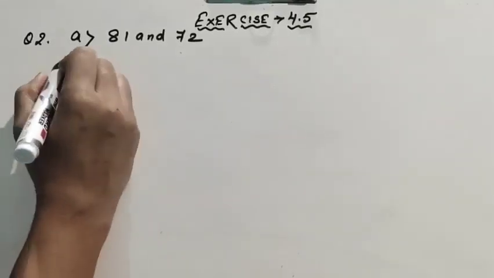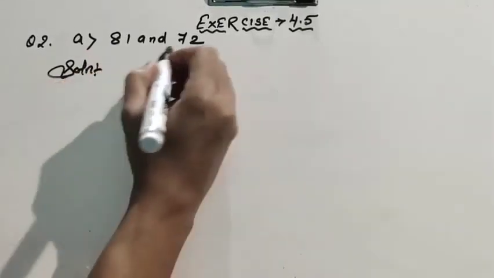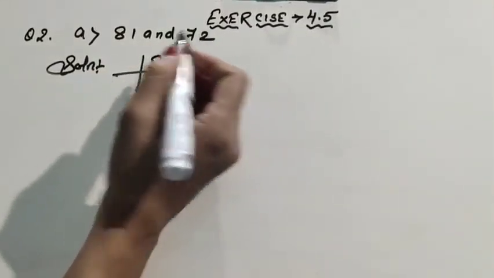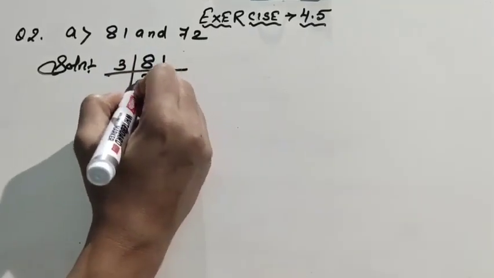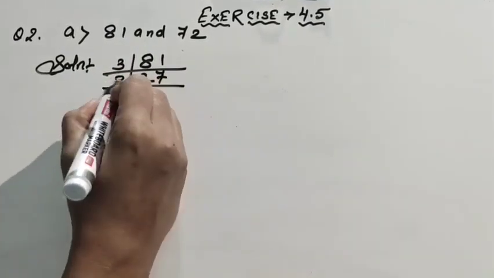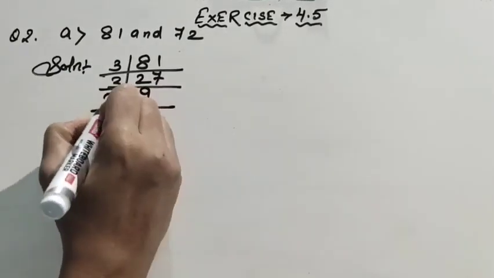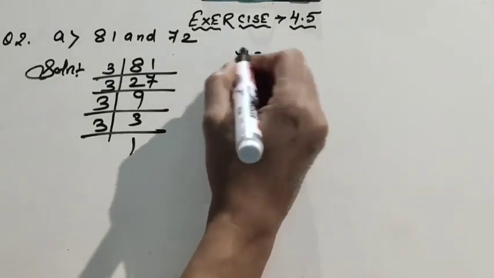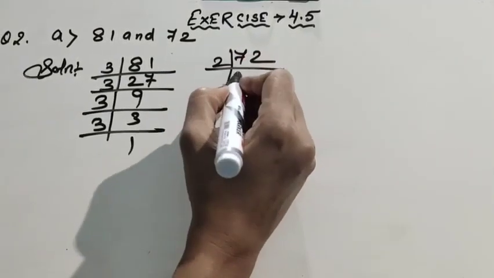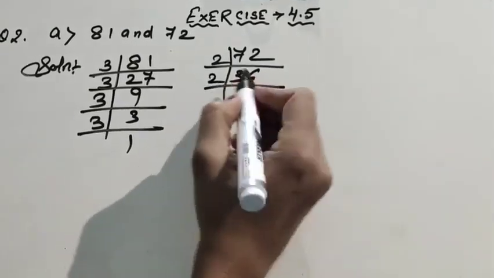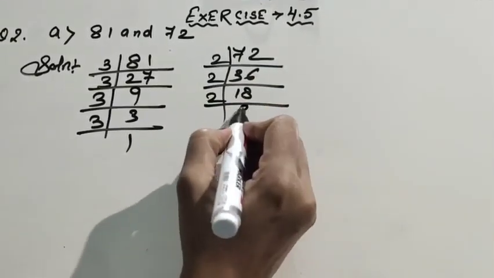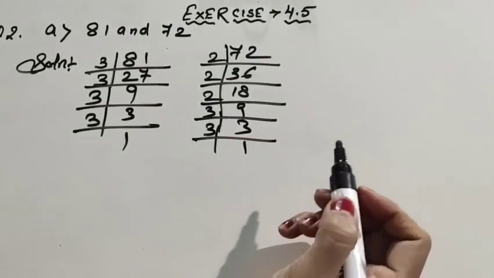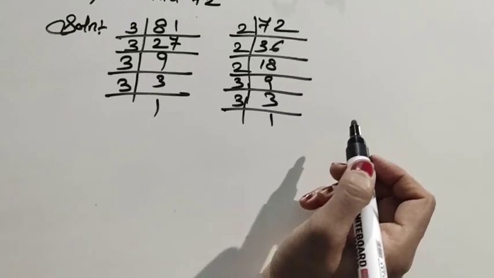Now 81. Now we can use first 3 table. 3 27s are 81, 3 9s are 27, then 3 3s are 9, then 3 1s are 3. Now 72, first of all we can go with the 2 table. 2 36s are 72, 2 18s are 36, again 2 9s are 18, again 3 3s are 9, and the last one is 3 1s are 3. Now we will find the prime factorization.